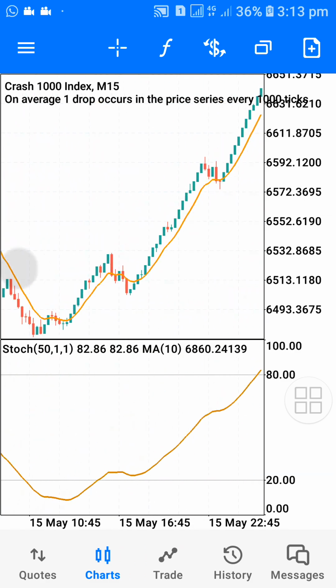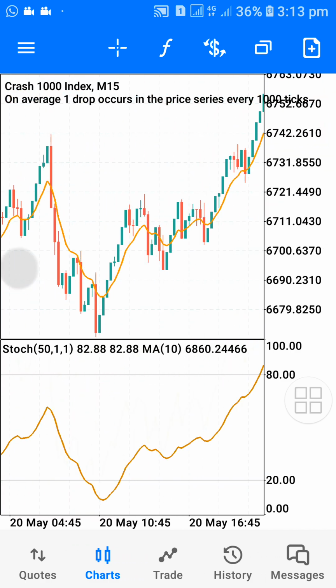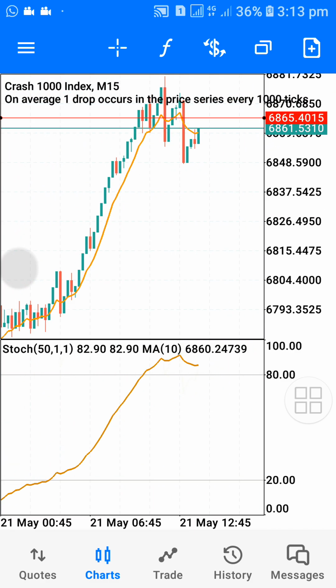You can as well use this for any of the boom and crash pairs: crash 1000, crash 500, crash 300, boom 1000, boom 500, boom 300. You can use all of that with this strategy. It works out very well. Let me quickly show you the settings I'm using here.